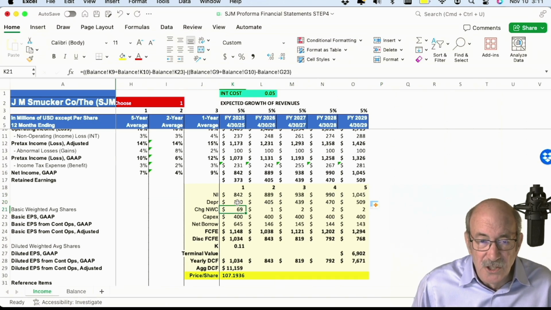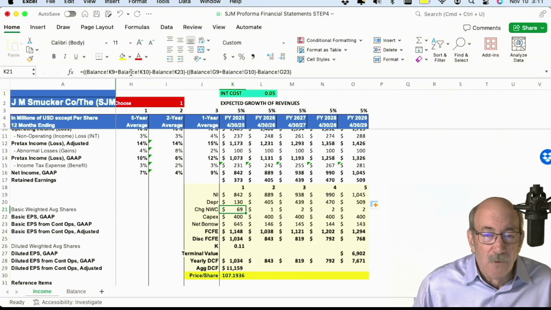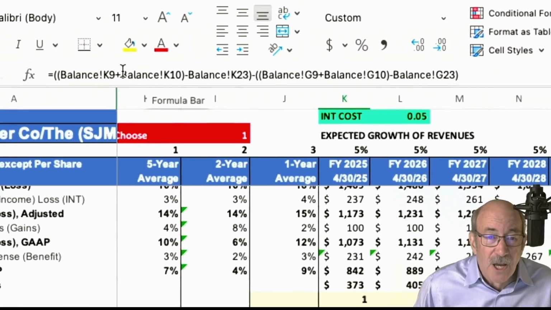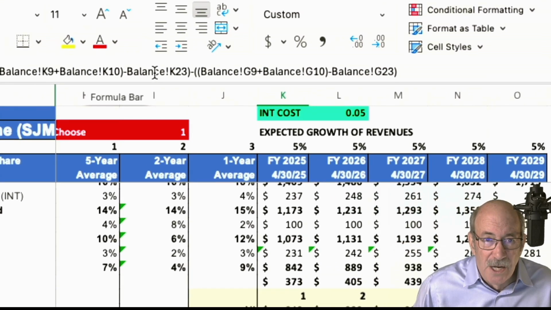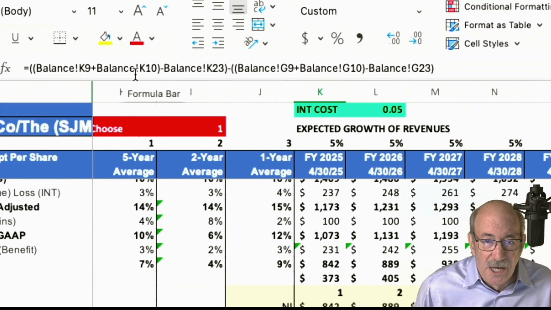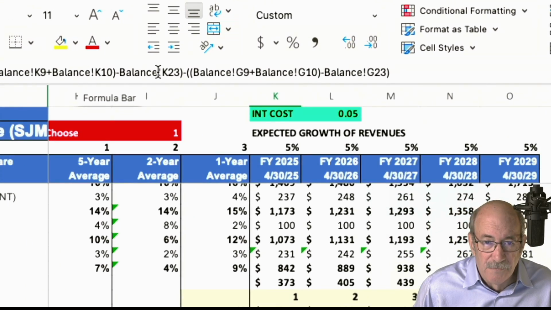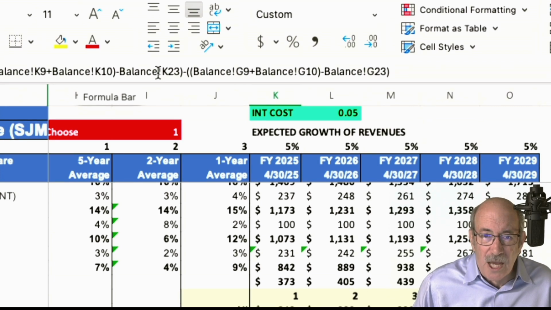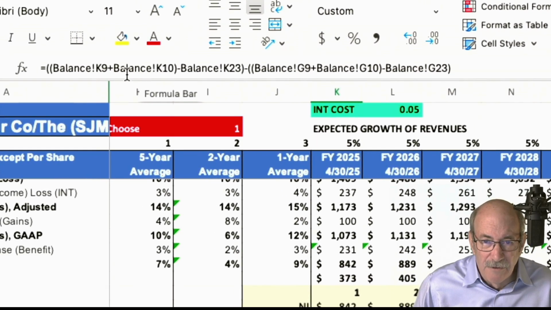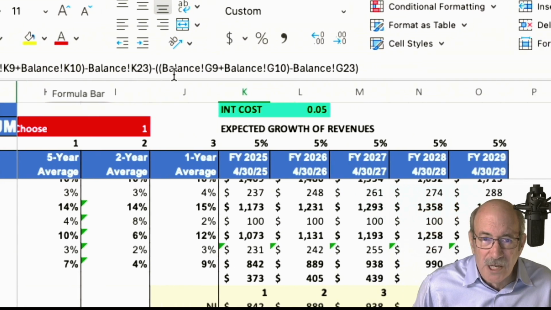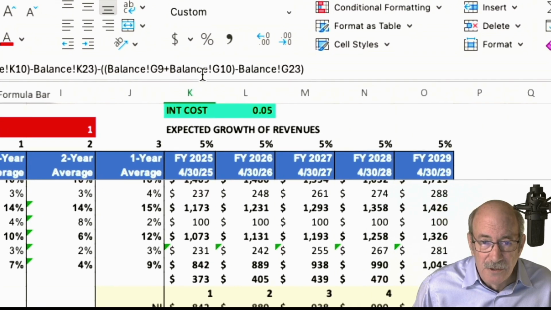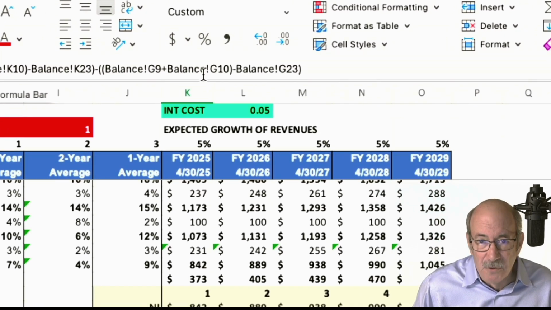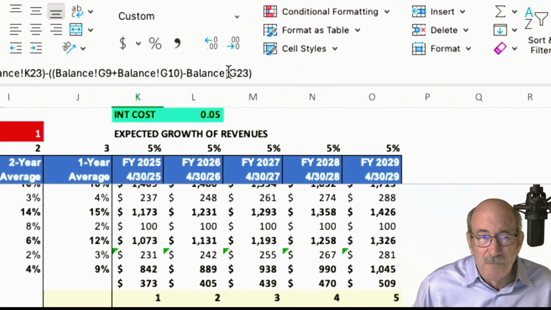Down here, change in net working capital. That one, notice the formula. So I've got my accounts receivable plus my inventory minus my accounts payable. That's what K9, K10, and K23 are. Now that's my net working capital for fiscal year 2025. I subtract from that my net working capital for fiscal year 2024, which happens to be G9, G10, that's accounts receivable and inventory again. And then over here, G23, that's my accounts payable.